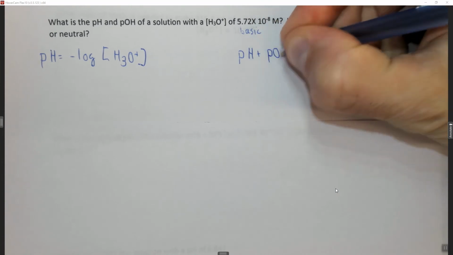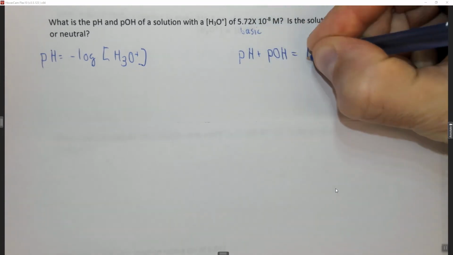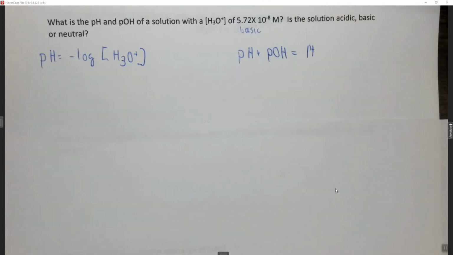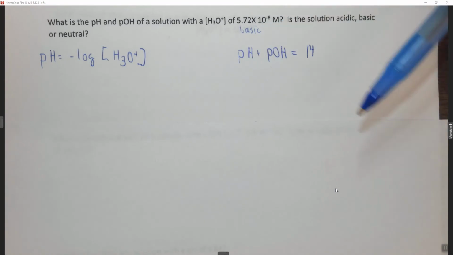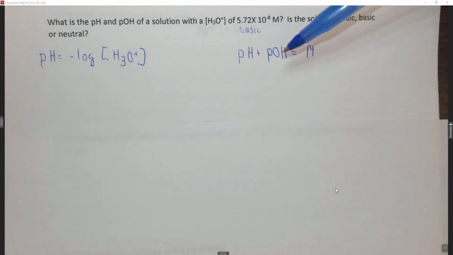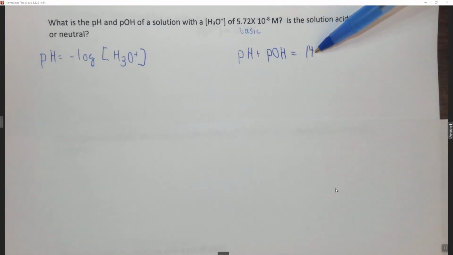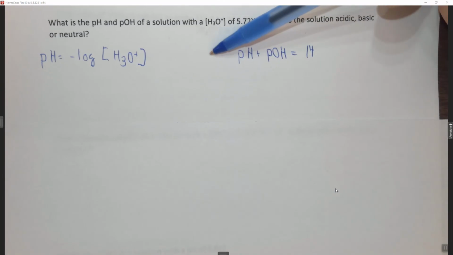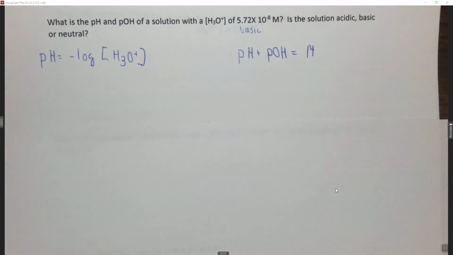So if we're looking here at finding the pOH, we need to know that the pH plus the pOH equals 14. And it's not a coincidence that the concentration of H3O plus times the concentration of OH minus equals 1 times 10 to the minus 14.